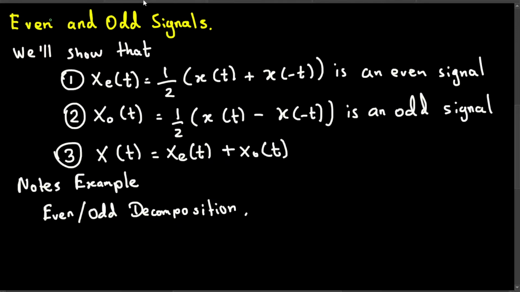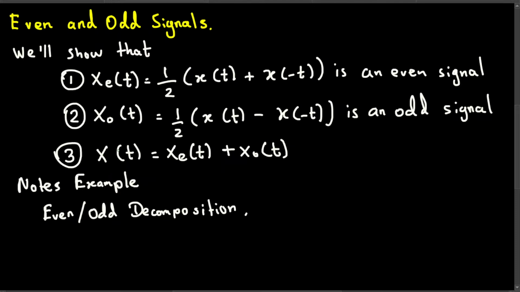Okay, now let's look at this. In this video I'm going to show you proofs for even and odd signals. We will show that x_e of t, where e represents even, is equal to 1 over 2 times x of t plus x of minus t, is an even signal. We are going to prove that later on. And also x_o of t, where o represents odd, is equal to 1 over 2 times x of t minus x of minus t, is an odd signal. We are going to prove this one as well.